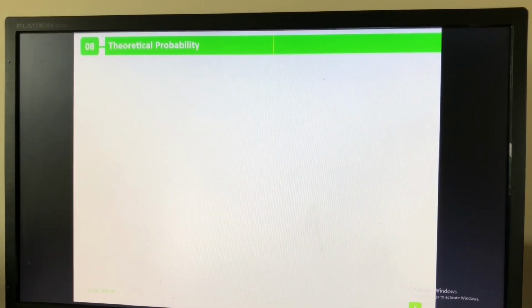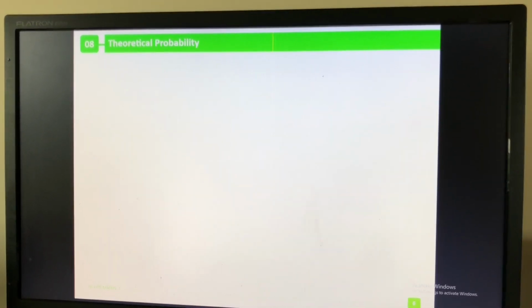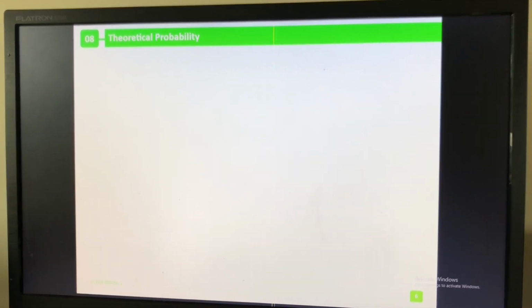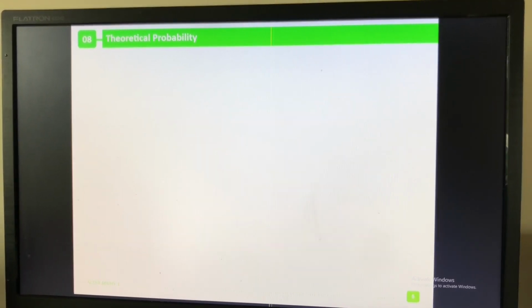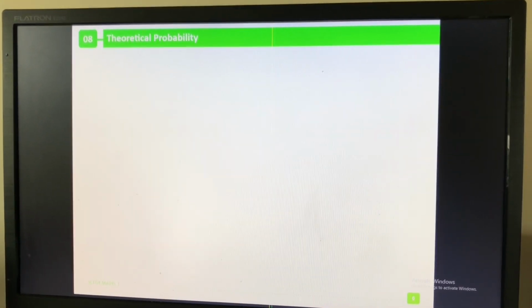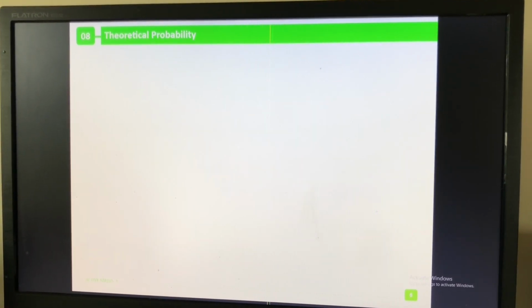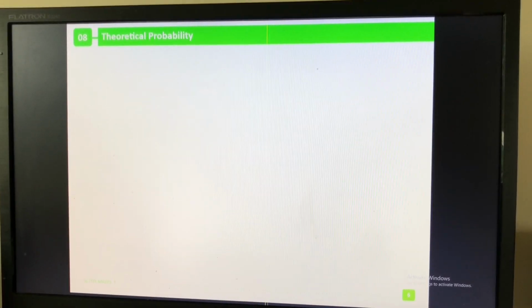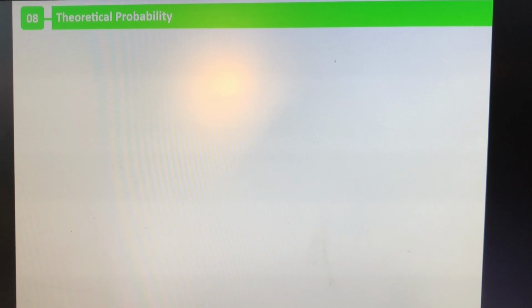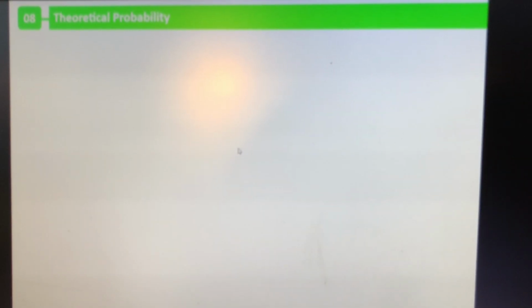So which one of us is right? Is it 0.6 or is it 0.8? Well, thankfully, there is a way of us finding the exact measure of probability. And that's what we're going to be looking at today. And it's called theoretical probability. And there is a formula to help us to find the exact probability measurement for each event.